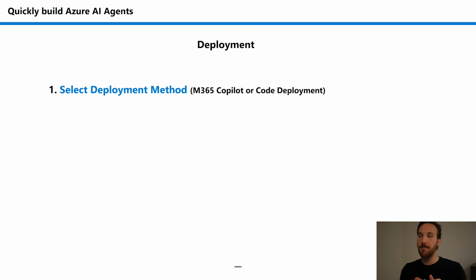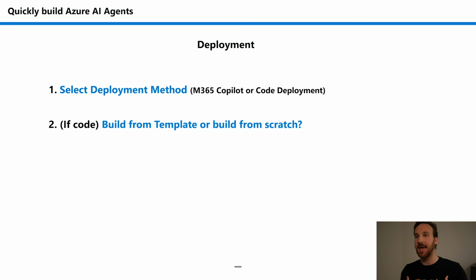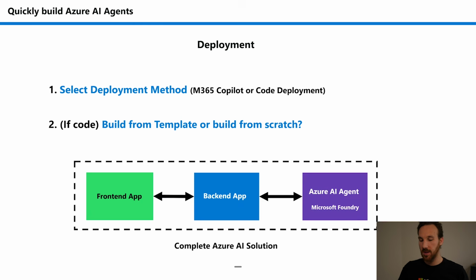The code deployment path, this is where you'll have to decide, am I going to use a template or build something from scratch, because you are going to have to get into the code for this. And when you're building some sort of code deployment solution to make your agent available, you're going to need two things. You're going to need a front-end application and a back-end application. And then you'll have your AI agent that exists in Microsoft Foundry. Your front-end application, that's what you see. It's what people see as the visual that's on a mobile app, a web app, a desktop app.